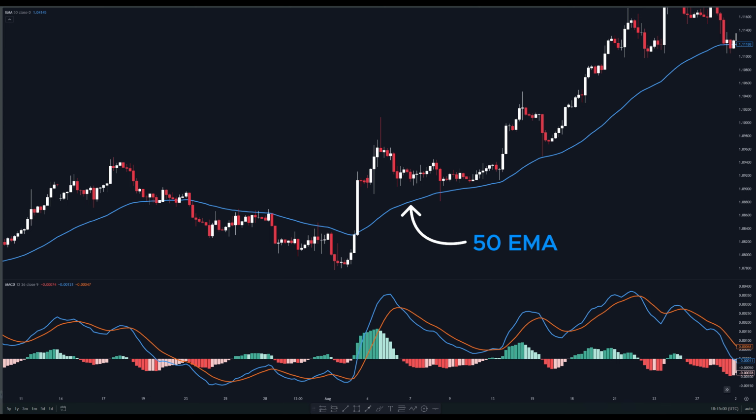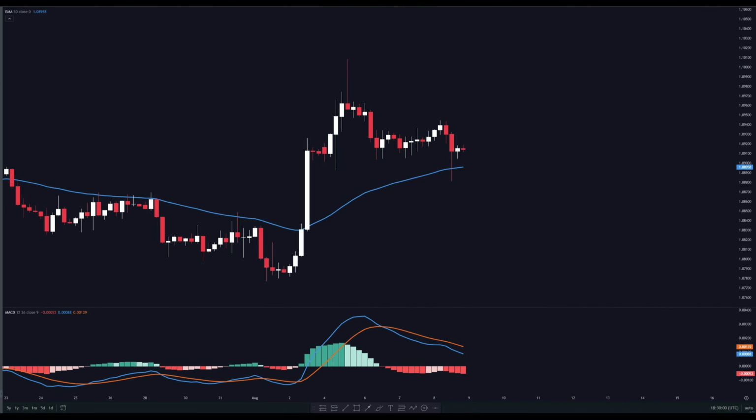Now let me show you properly how to execute a trade using these indicators. Remember, when the price is above the 50 EMA, the trend is considered bullish, and if the price is below the 50 EMA, then the trend is considered bearish. Now, as we can see, the price is above the 50 EMA, so we are clear that our trend is bullish, and we only have to look for long opportunities. And now we will wait for the MACD crossover.